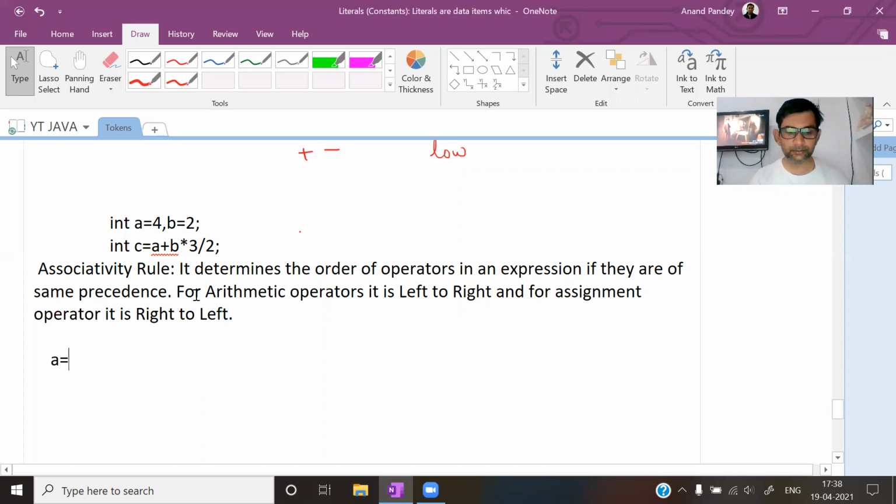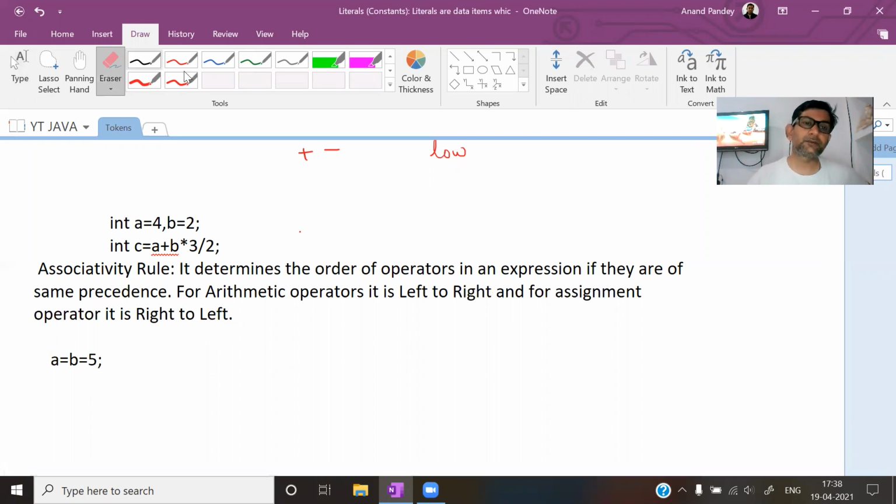See, A equal to B equal to 5. We can write like this. And you can see in this expression I have written this assignment operator 2 times. Okay. So both are same operators. So obviously their precedence, their priority will be same. दोनों assignment operator हैं, दोनों की priority obviously same होगी. So both are same. So the associativity rule for assignment operator is what? Right to left. So here this operator will work first.